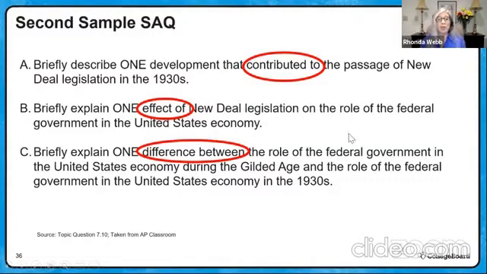All right, so I want us to look at these samples. And again, these are student samples that I'm bringing in to share with you. And let me remind you of the question here. So we've got the differences between the United States reaction to the First World War and the Second World War.